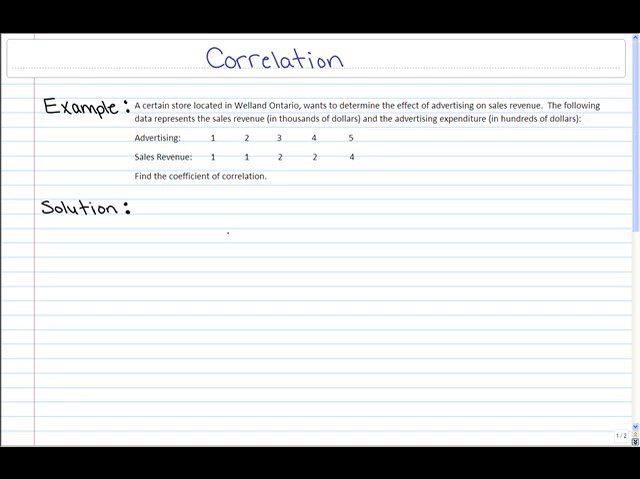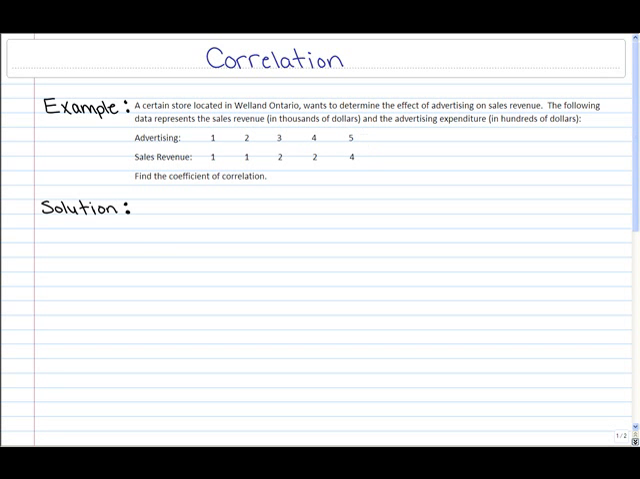So what does it mean to find the correlation between two variables? Well, for example, the claim is often made that the crime rate and the unemployment rate are highly correlated. Now, the term correlation implies that you have a relationship or an association between those two variables. So we want to see if there's a relationship or association between these two variables of advertising and sales revenue.